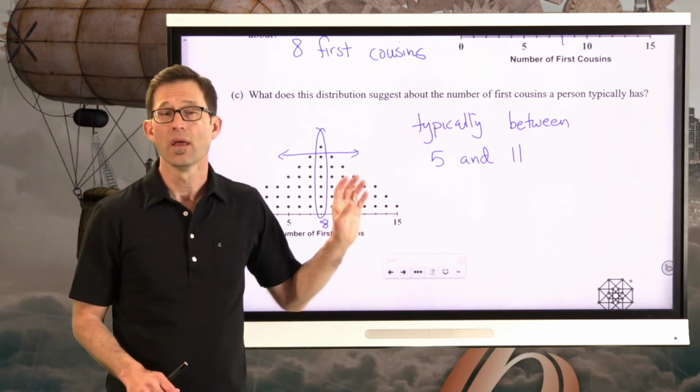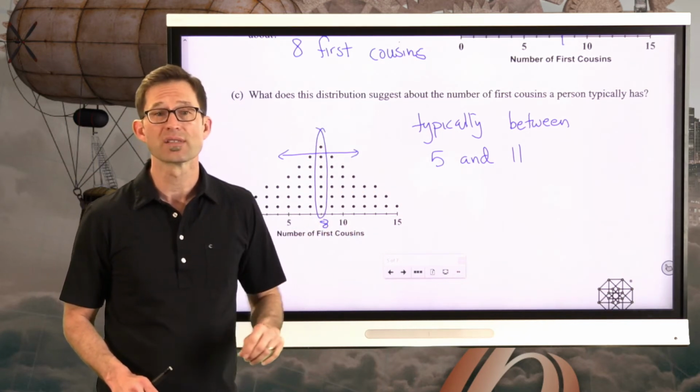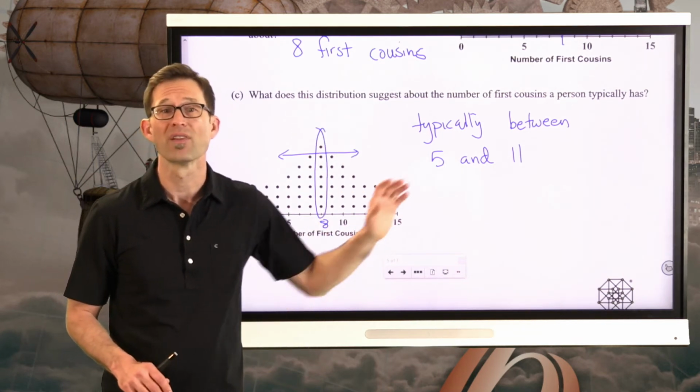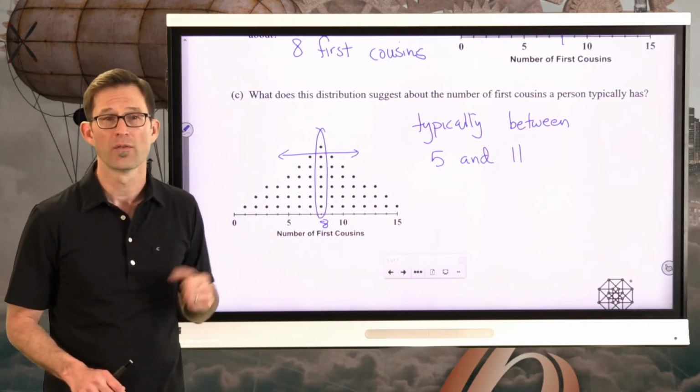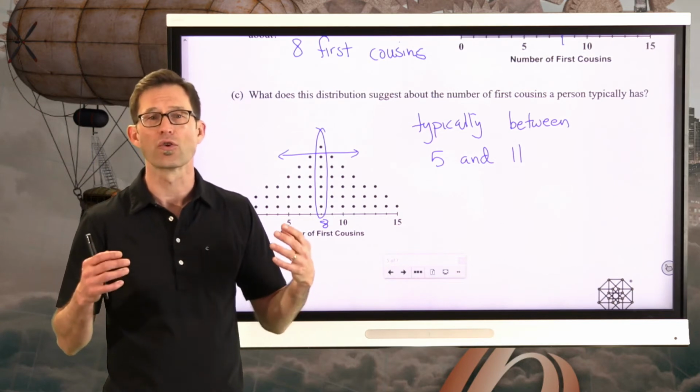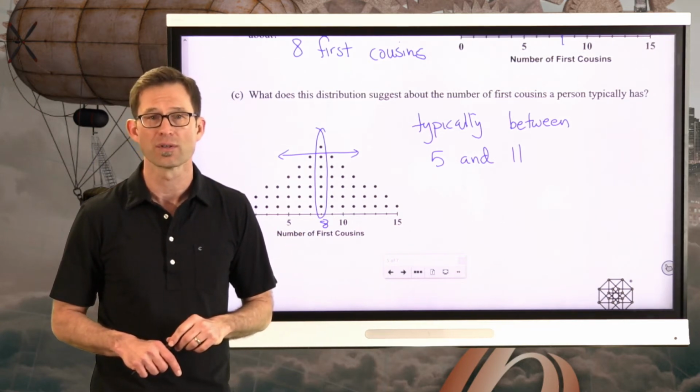You could have even said, this distribution suggests that very few people have lots of first cousins, and very few people have very few first cousins. That would also be a great way to answer this particular question.